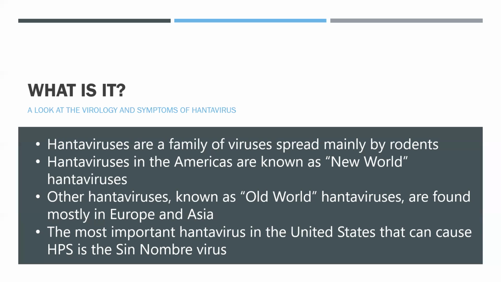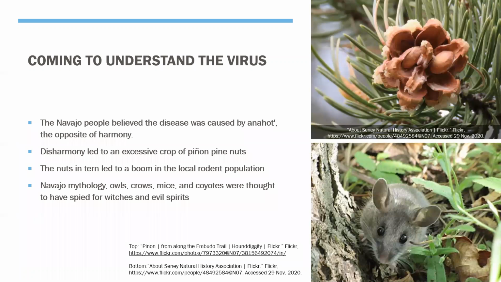renal syndrome, or HFRS. The most important hantavirus in the United States that can cause HPS is the Sin Nobre virus, spread by the deer mouse. Although we have a full understanding of the disease now, Americans, as we know the term today, were not the first to interact with the disease.